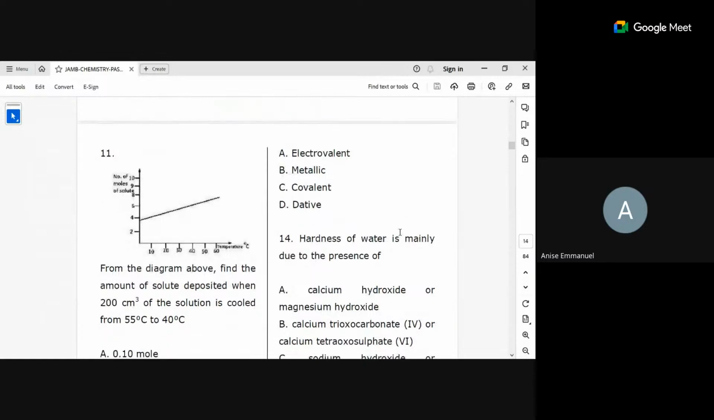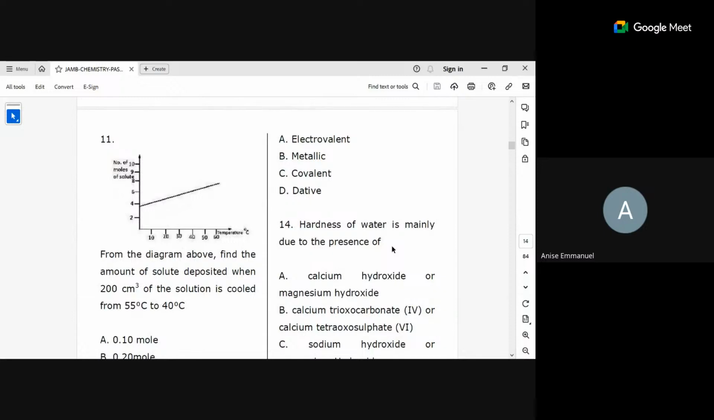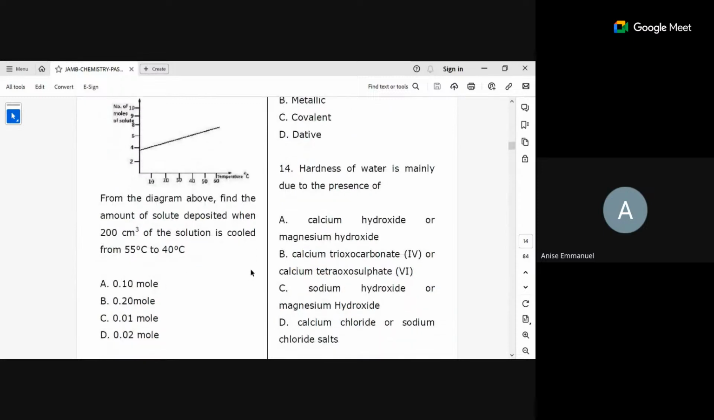Number 11. From the diagram above, find the amount of solute deposited when 200 centimeter cube of the solution is cooled. Now, let's look at this first. We have the number of moles of solute and we have temperature. Find the amount of solute deposited. We have A 0.1 moles, 0.2 moles, 0.01 moles, 0.02 moles.